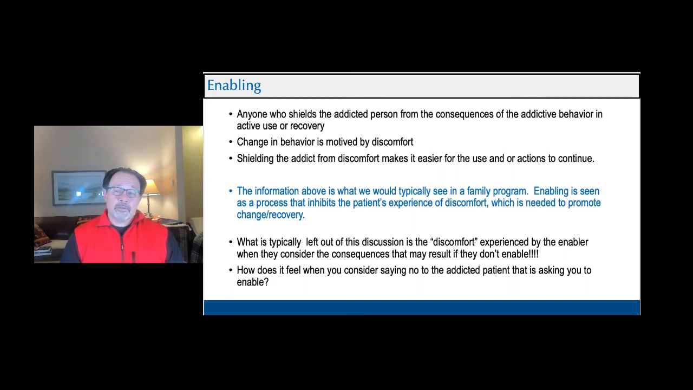It's typically the family members' experience of discomfort that promotes our behavior and the family's actions that would be considered enabling. So, how does it feel when you consider saying no to your loved one who's asking you to enable them? We did this in our group one day, where I asked the family members to think about your loved one walking down the hall. They're going to ask you to do something that in the past you've been told is enabling and not helpful, and you should just say no. And they're going to be upset.